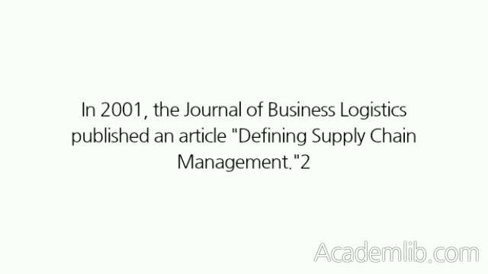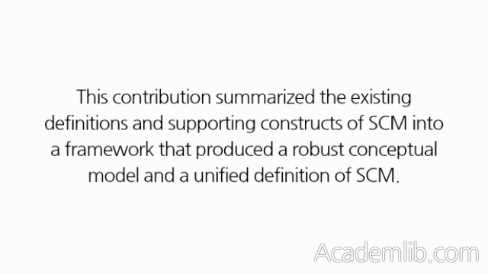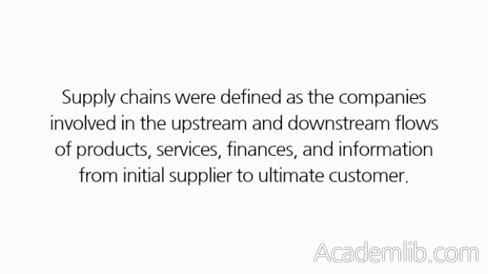In 2001, the Journal of Business Logistics published an article defining supply chain management. p. 2. This contribution summarized the existing definitions and supporting constructs of SCM into a framework that produced a robust conceptual model and a unified definition of SCM. Supply chains were defined as the companies involved in the upstream and downstream flows of products, services, finances, and information from initial supplier to ultimate customer.